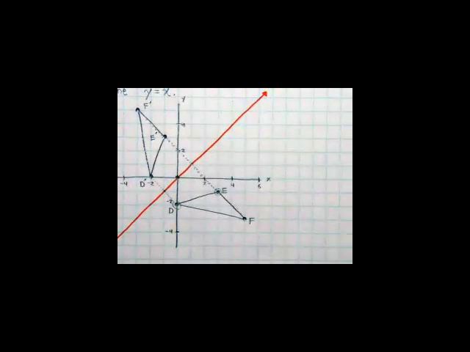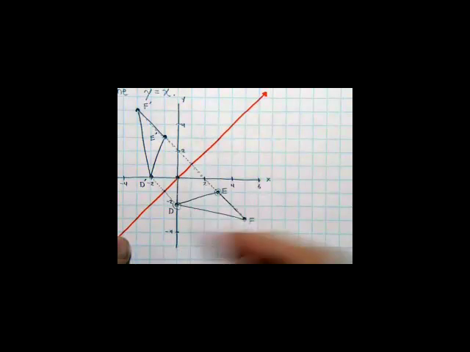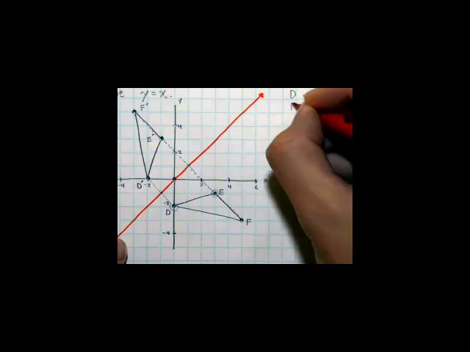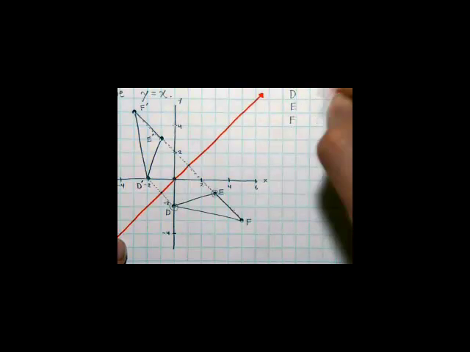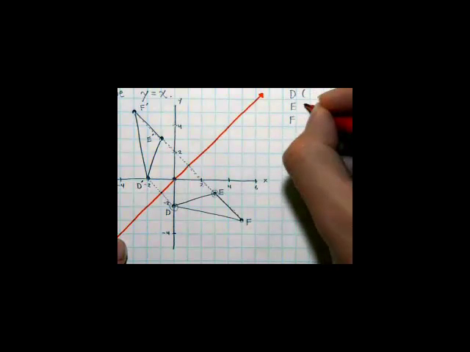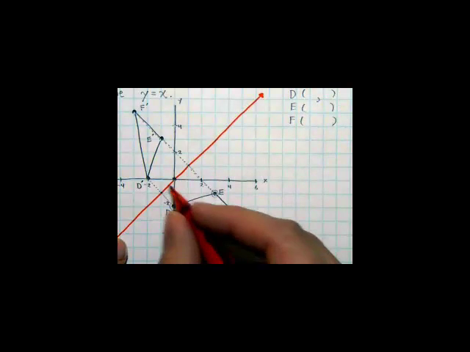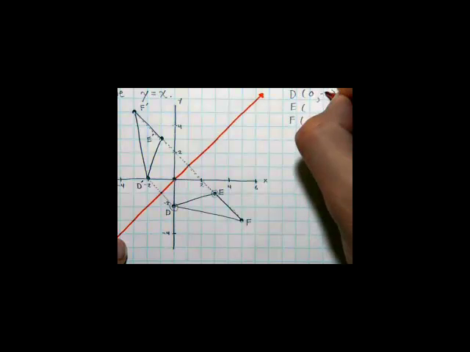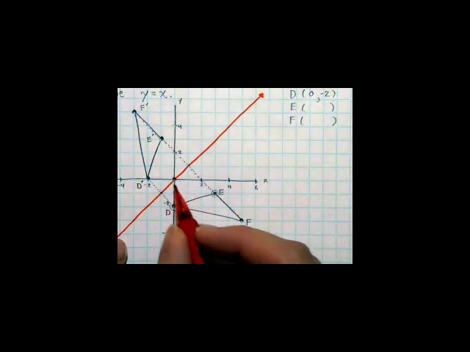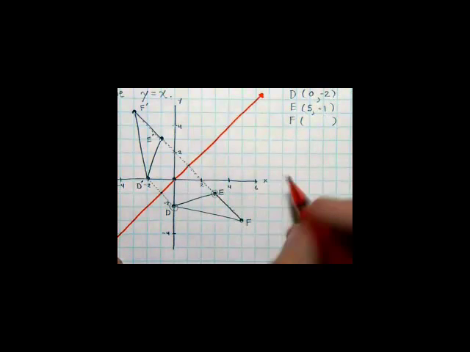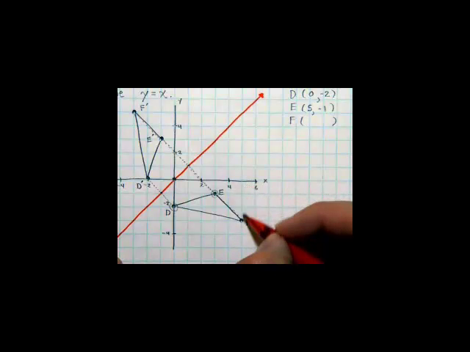Now, real quick, there is a connection with these coordinates again, though. So I'm going to give you the coordinates of D, E, and F, and then you write down the coordinates of D prime, E prime, and F prime, and take a look at them and see if you notice anything that jumps out at you. So D was at (0, -2). E is at (5, -1). And F is at (7, -3).